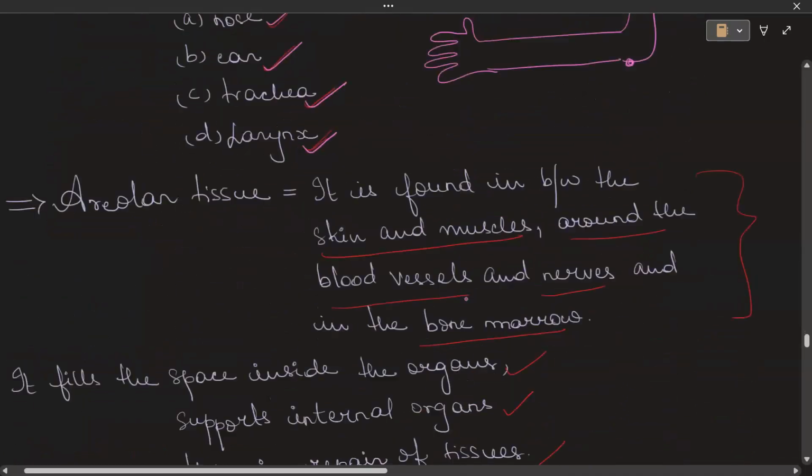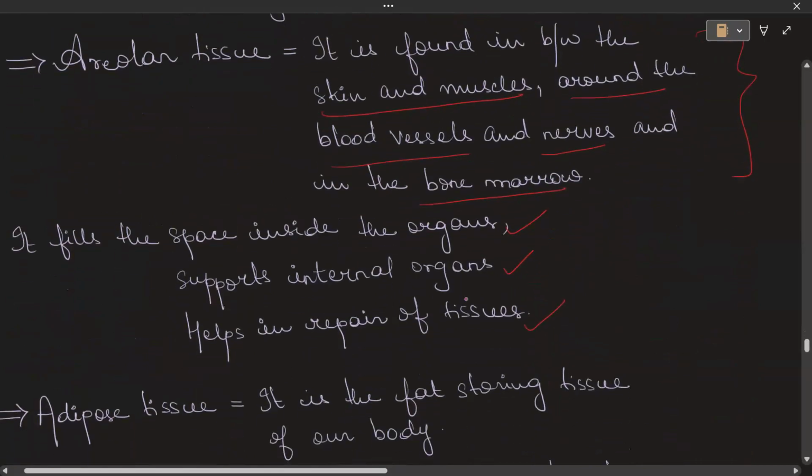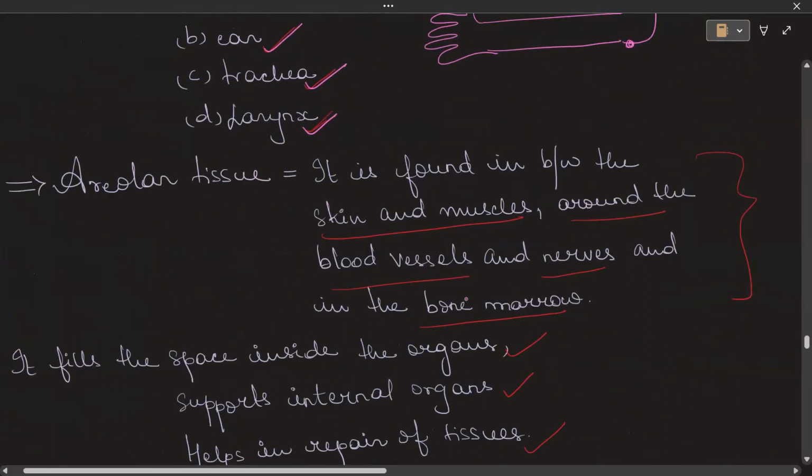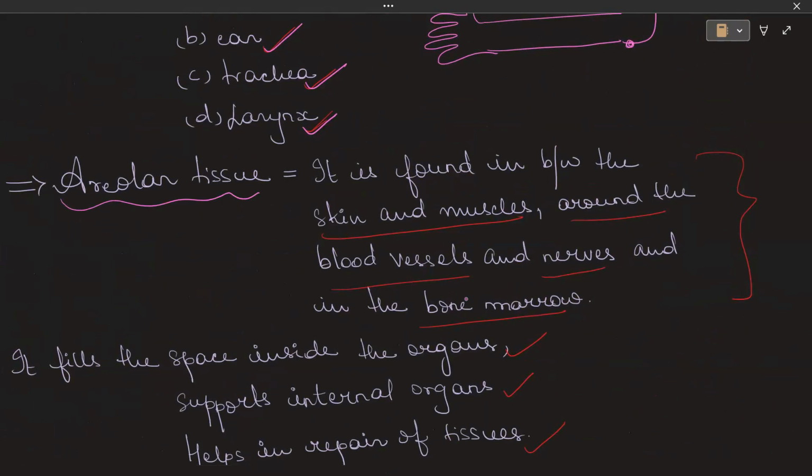Now talking about another type of connective tissue, that is areolar connective tissue. This tissue is found in between the skin and the muscles. That is the first location. Then it is found around the blood vessels, the second location. It is also found around the nerves, and then in the bone marrow. So this areolar tissue is present in so many places.